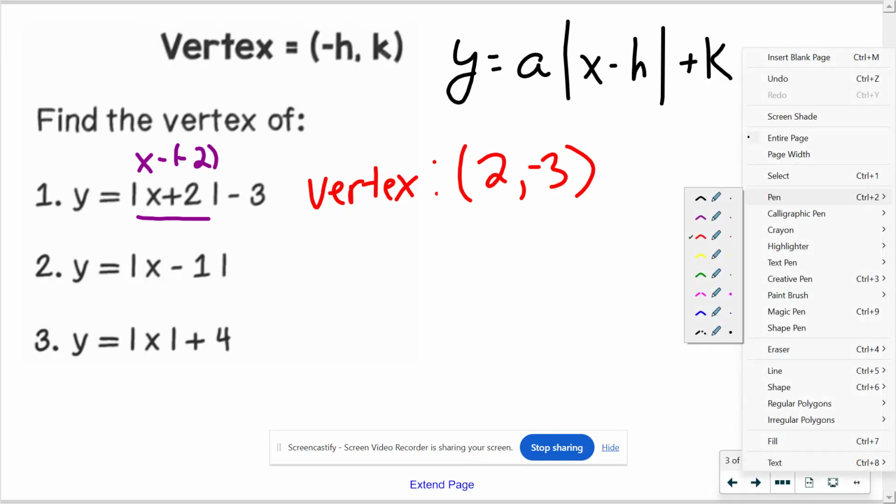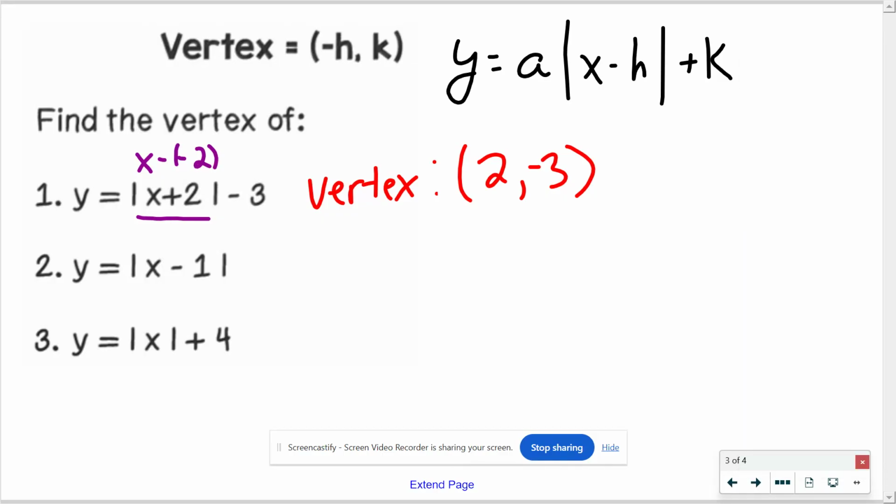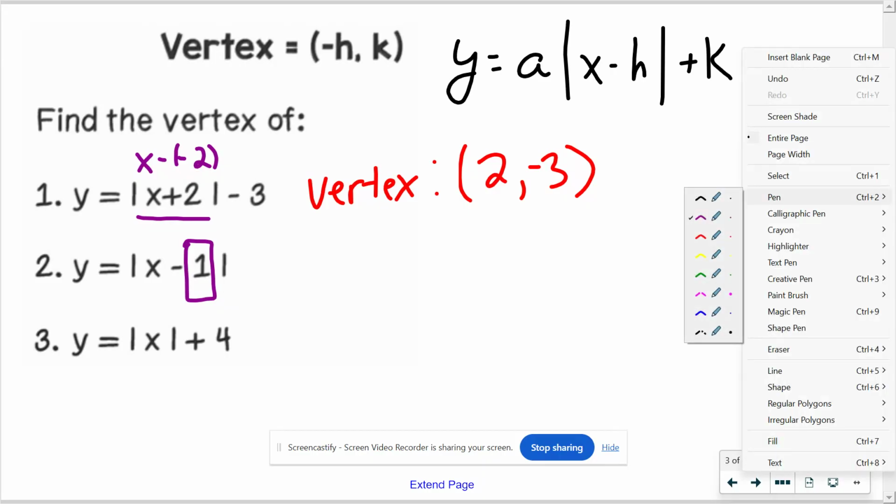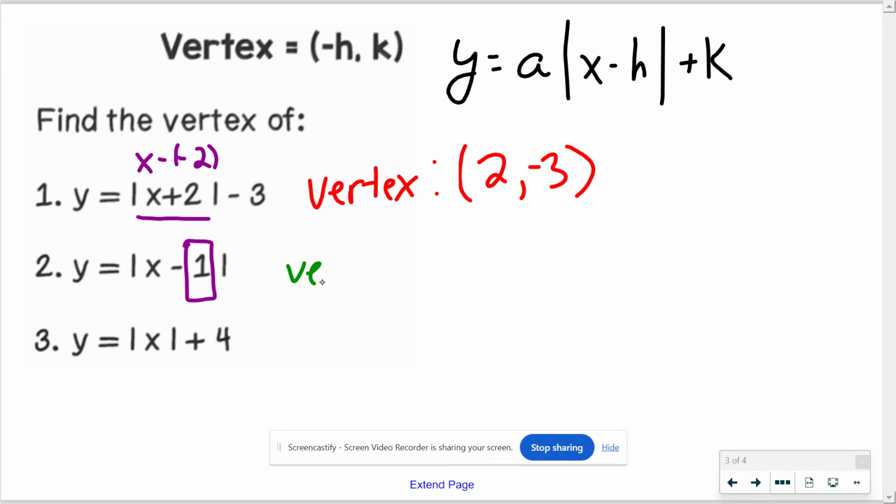When we look at problem number 2, we have y is equal to the absolute value of x minus 1. That is in the form that we want it to be in. We have x minus 1, so now we look at the h value, and we take the opposite of it. So that means our vertex here would then be 1, and we don't have a k value on the outside. There isn't one, so it's really plus 0, which means our k would then be 0.